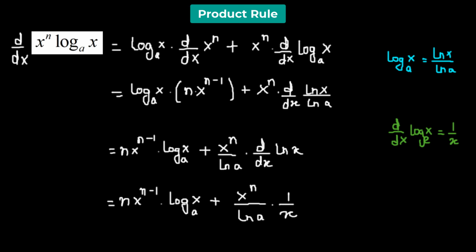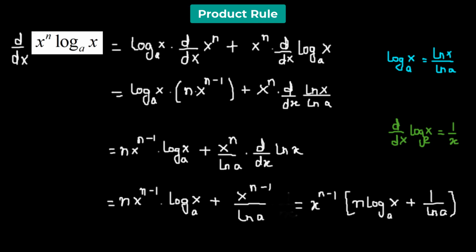So we can combine the exponents of x raised to the power of n, the numerator and the denominator, so that is going to give us n minus 1, and we can remove the denominator part. Now what we can do, we can take x raised to the power of n as the common factor from both the two terms. So the final answer will be n times log of x to the base of a plus 1 over natural log of a.